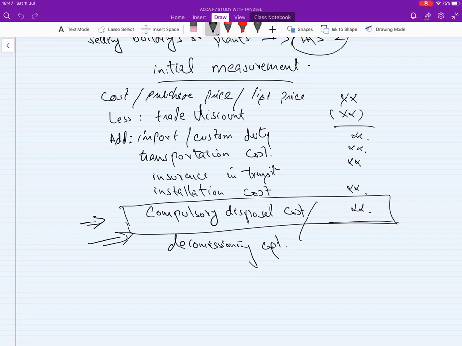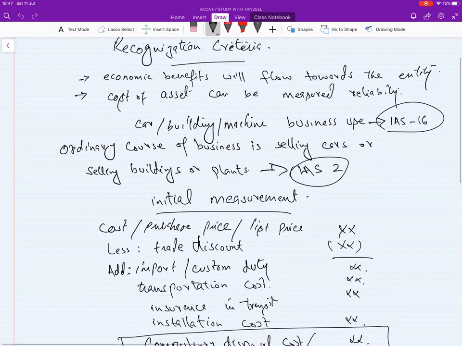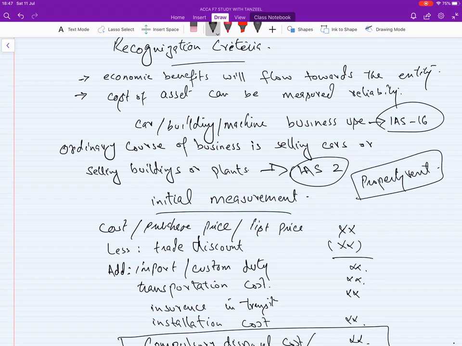Okay, we'll do some examples now. And from here I'll tell you, if you have a property and you have given it for rent, it cannot be covered under IAS 16. It will be covered under IAS 40, investment properties. I will record a lecture for IAS 40 as well later.